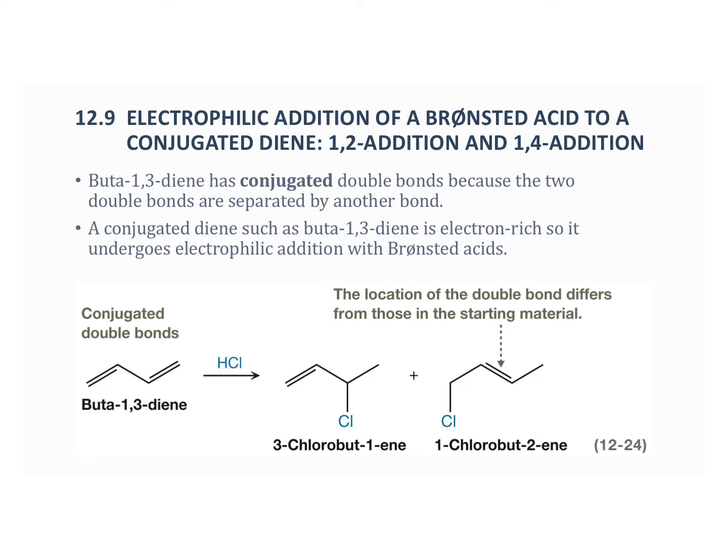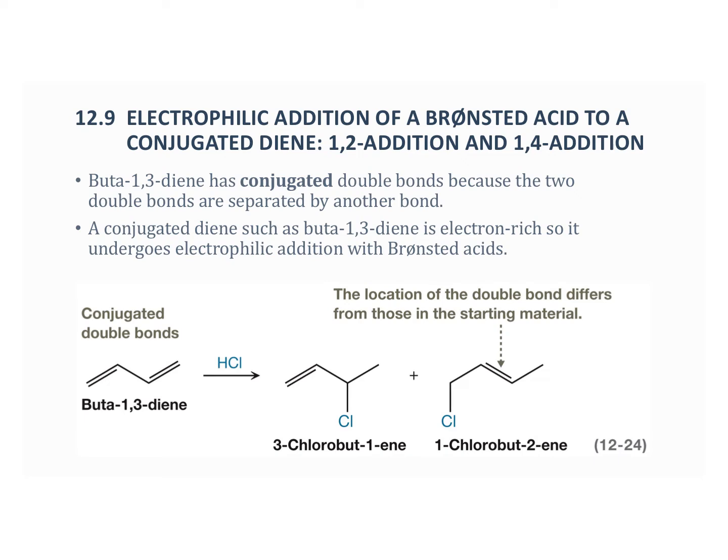buta-1,3-diene, is electron rich, much like the previous alkenes we've studied in this chapter. So it can undergo electrophilic addition with a Bronsted-Lowry acid like HCl. Notice, though, that we end up with two products here. These are isomeric products. One product, 3-chlorobute-1-ene, really appears to be as expected, right? Because the H and the Cl have added across one of the double bonds with Markovnikov's regiochemistry. So this is really what we would predict.